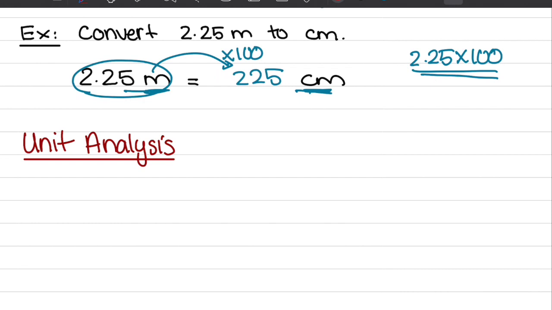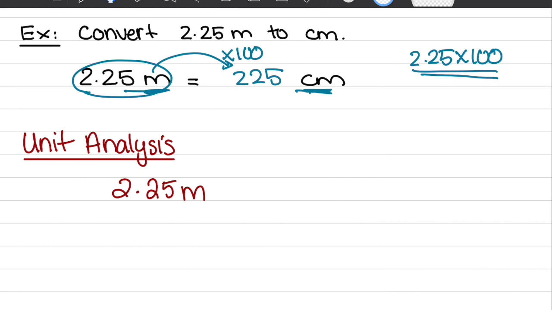So unit analysis is quite interesting. We're going to use the concept of fractions, and then we're going to manipulate that fraction so that it can work for us. So I'll show you what I mean. I want to go from 2.25 meters into centimeters. What is the amount that is equal to that in centimeters? So that is our goal.